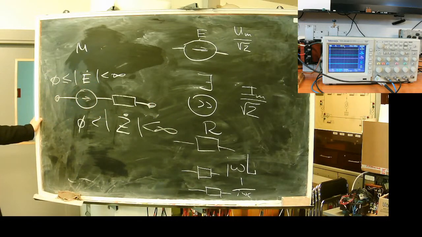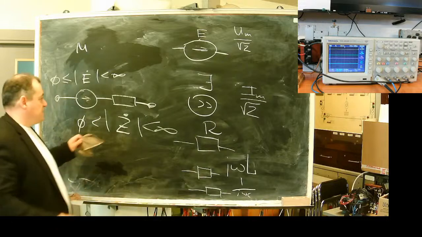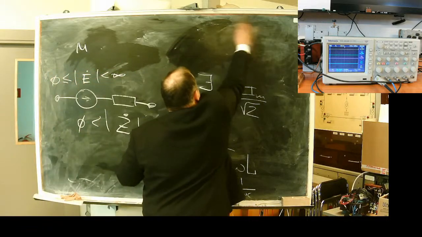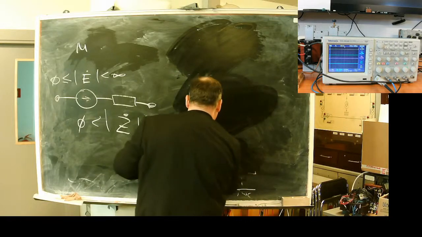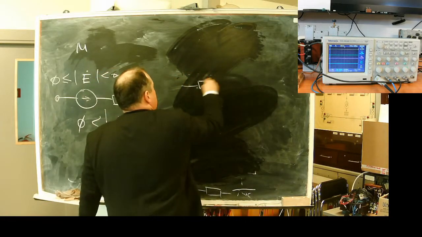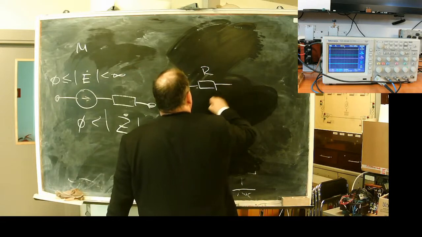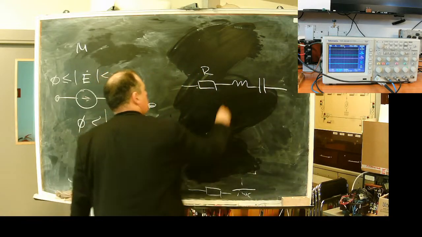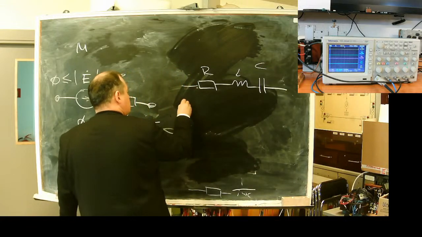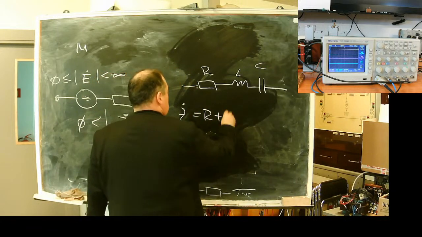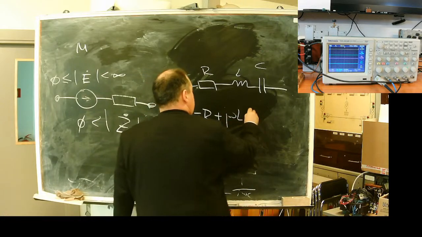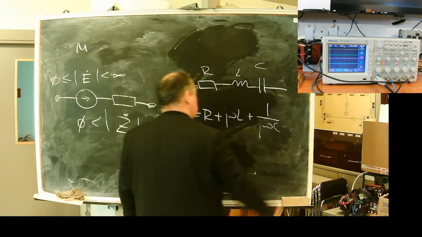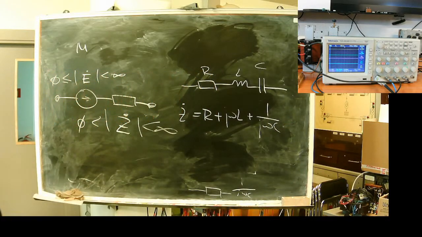We will represent schematics with the help of complex resistance. If, for example, I have resistance, coil and capacitance all here, for this branch the complex resistance will be R plus j omega L plus 1 divided by j omega C.